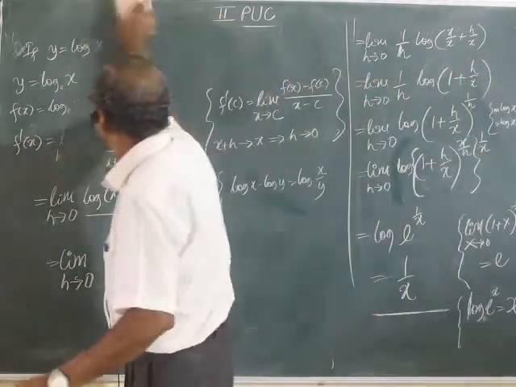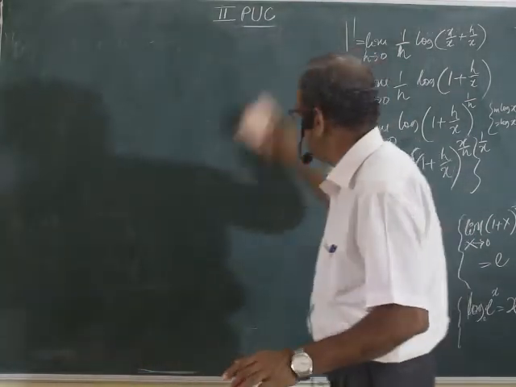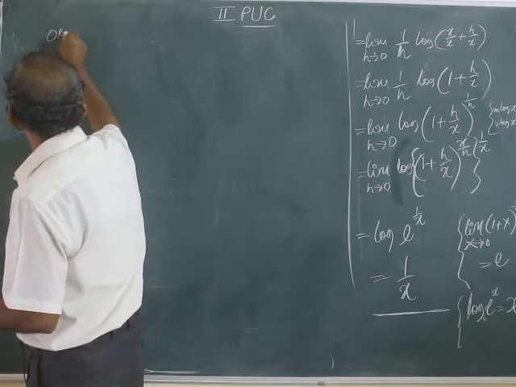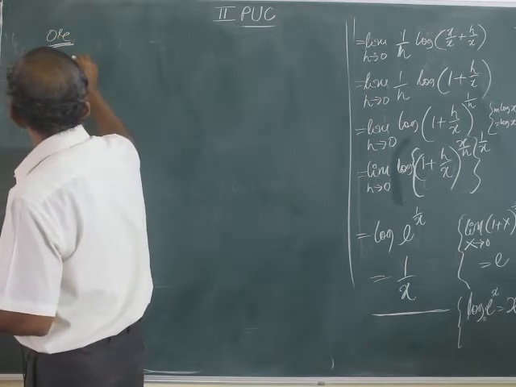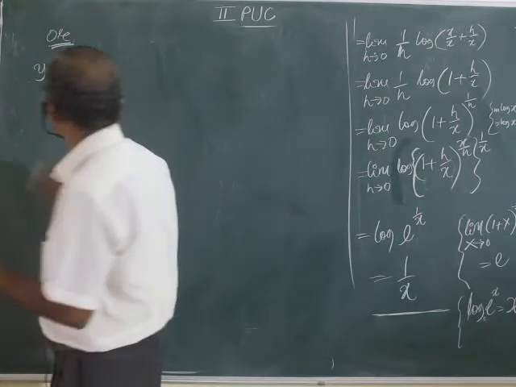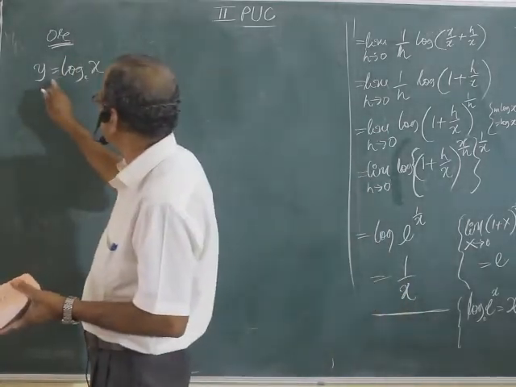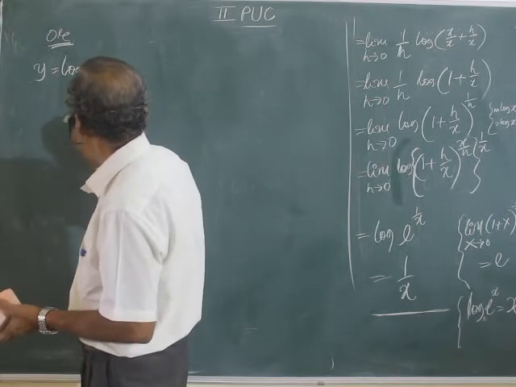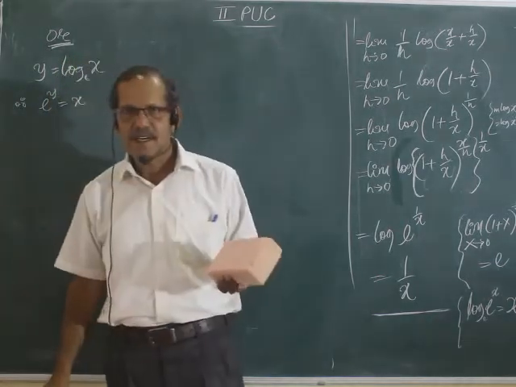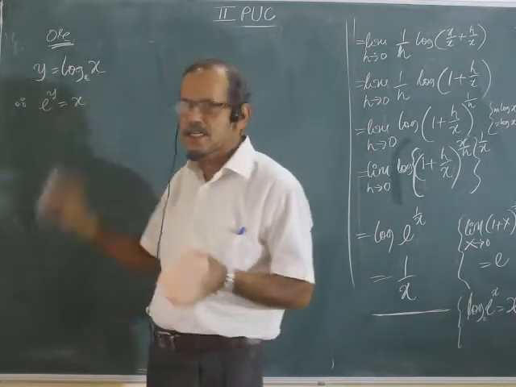Yes? Right. Now, if the derivation of this log x is 1 by x is required, then you have to do this method. If I do like this, y equal to log x, find the derivative of this. What is the meaning, as you were told? This is e to the power y equal to x. Correct, no? What is the meaning of log function? It is e to the power y equal to x.